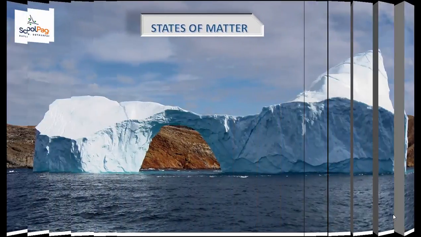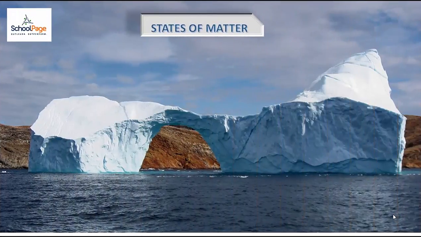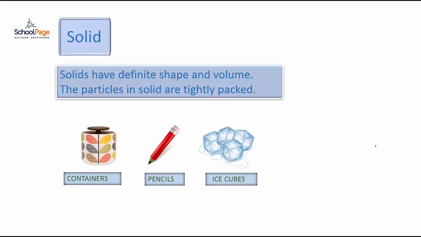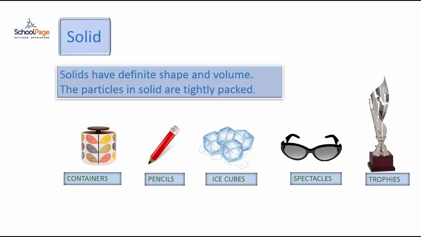States of matter explained. Let us now revise the properties of solids, liquids and gases. Solids have definite shape and volume because the particles in solids are tightly packed. Here are a few examples: containers, pencils, ice cubes, spectacles, trophies.